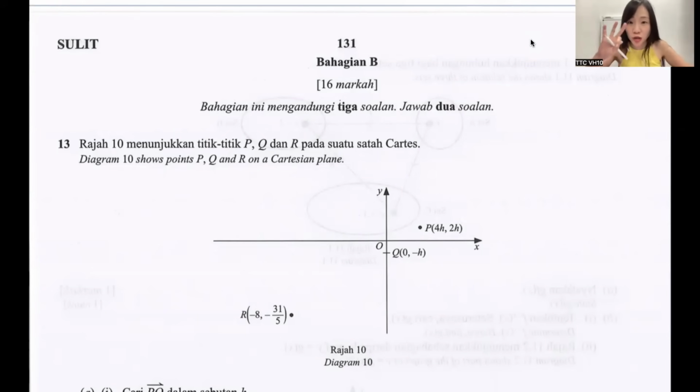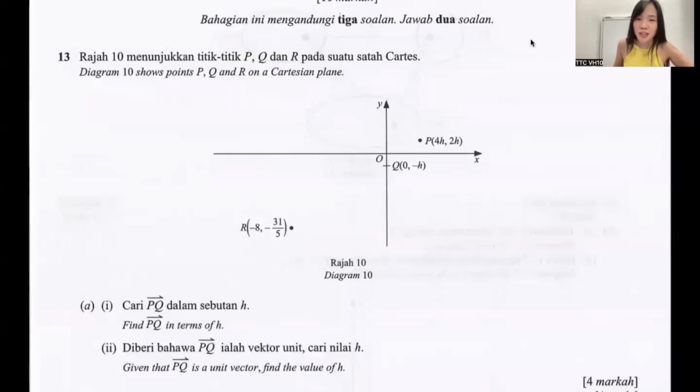So section B actually has 3 questions. You just need to choose 2 questions, okay? So question 13, they say, diagram 10 shows the points P, Q, R on the Cartesian plane. So this is actually a Cartesian plane, with x-axis, y-axis. The moment I look at the arrow, I straight away know this question is under Form 4, Chapter 8, which is called what? Vector. So now, part A1. They want to find the vector from P to Q.